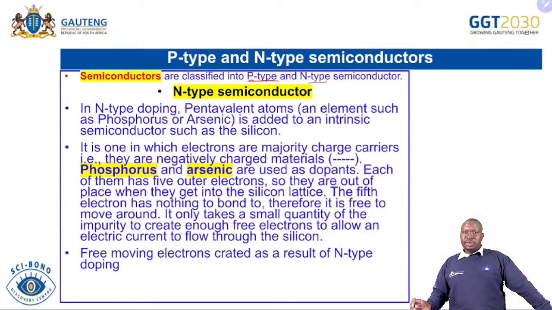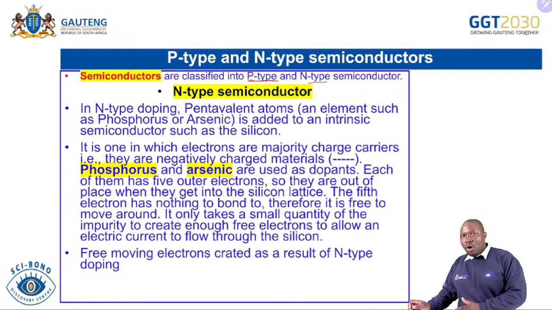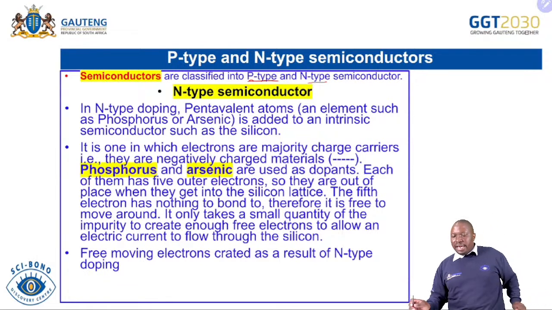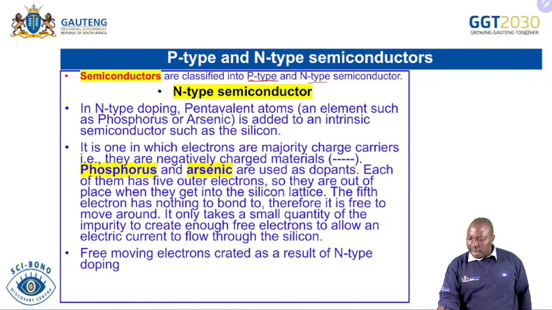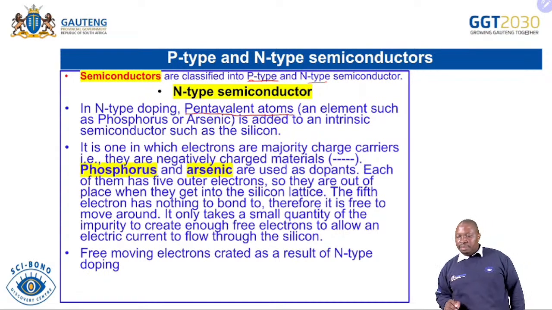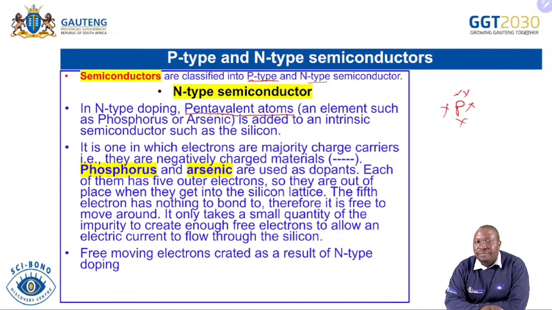Now we are referring to the P-type and the N-type semiconductors. We are saying you can classify them either as P-type or N-type. Let's start with the N-type semiconductors. In N-type semiconductors, for the doping, we use pentavalent atoms. Remember, I said an example is phosphorus. So we'll have phosphorus, with those 5 valence electrons.